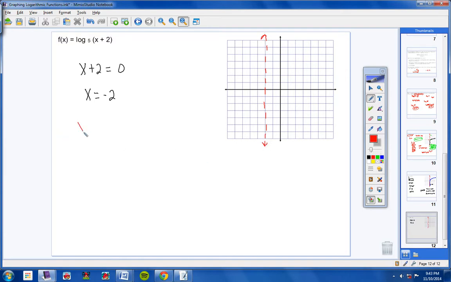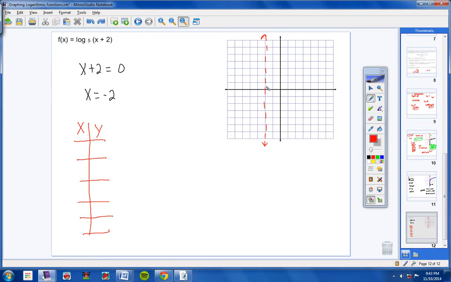Now next, we write our table of values, and we say to ourselves, okay, either I'm going to go to the right of this or to the left. Well, there's no way it's going to be negative 3. Put a negative 3 in right here, and what do you get? Negative 3 plus 2 is negative 1, and you can't take the logarithm of a negative number. So we know the graph is not going to be on the left side, it'll be over here.